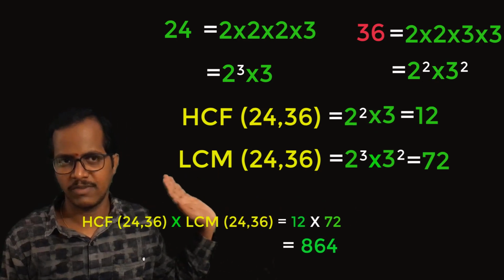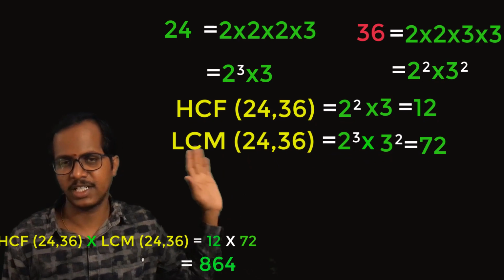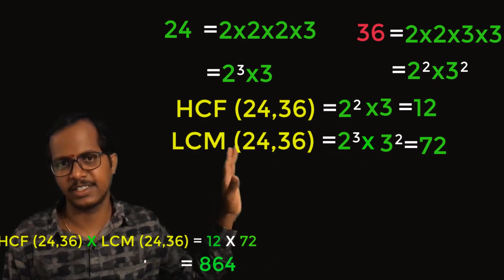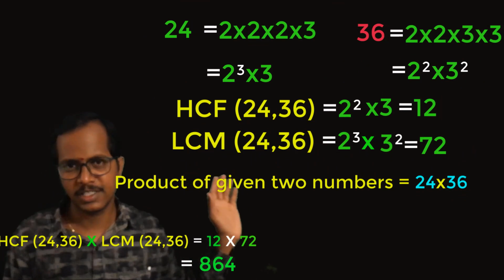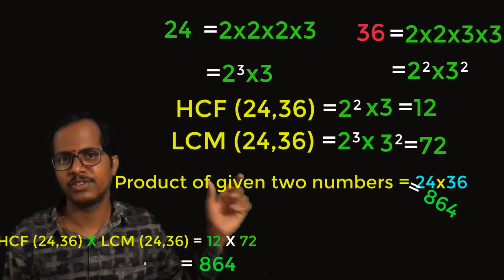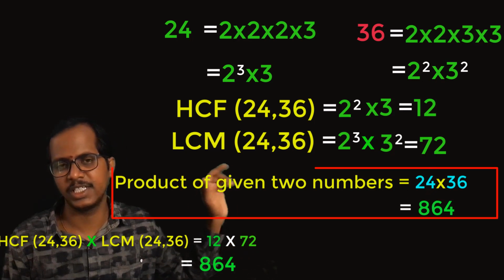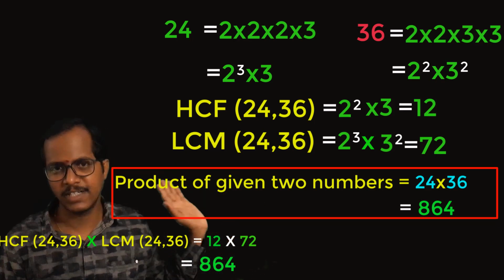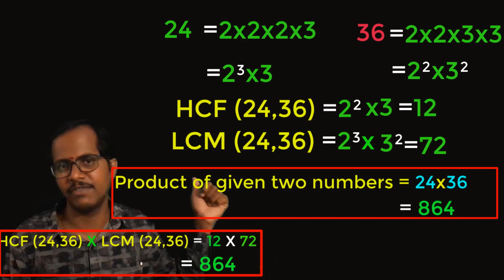Now keep it to one side. Now let us multiply the given two numbers, that are 24 and 36. What is their product? By multiplying them we get 864. So from this we can notice that the product of the given two numbers, that is 864, is equal to the product of their LCM and HCF, which is also 864.